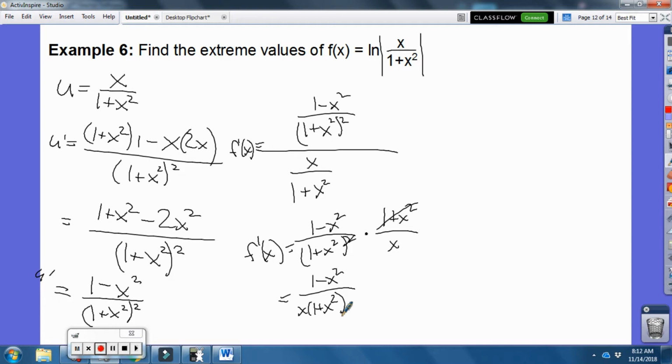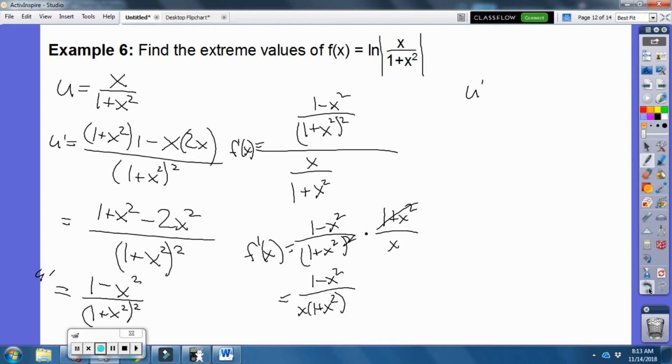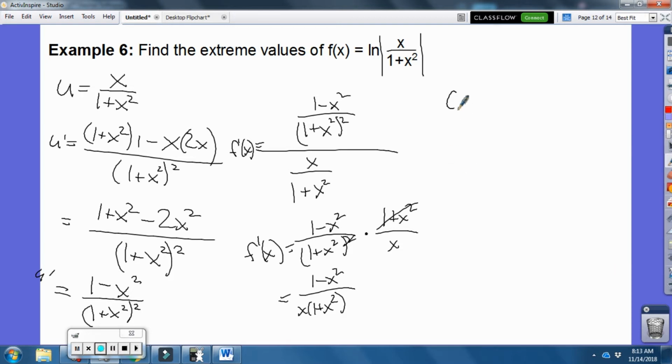Now it does say to find the extreme values. Remember, the extreme values are the points where f prime of x either is 0 or does not exist. So let's find those real quick. So let's find the extreme values now. That's going to be when 0 equals 1 minus x squared times x over 1 plus x squared.